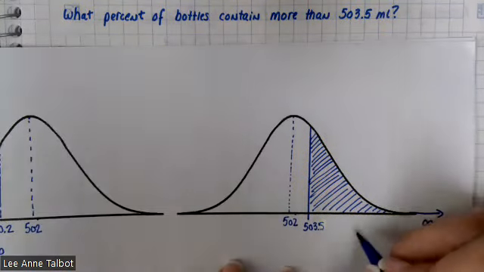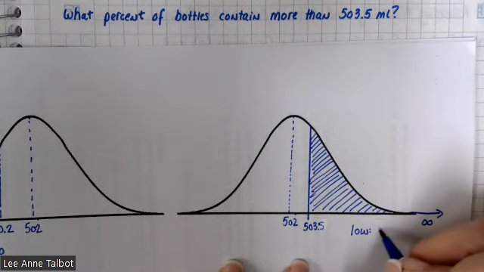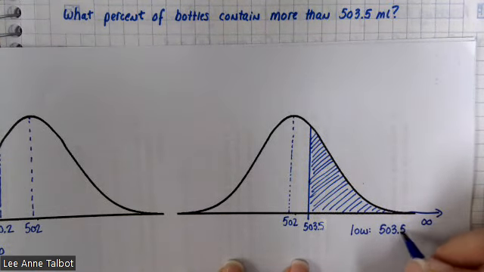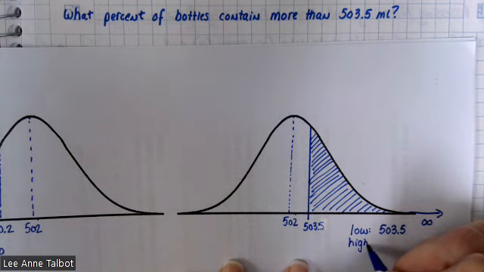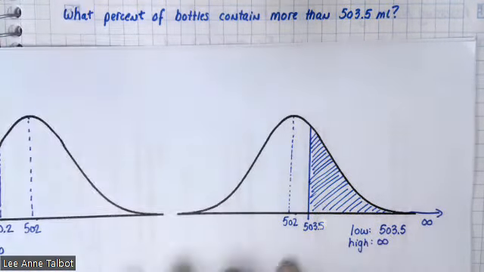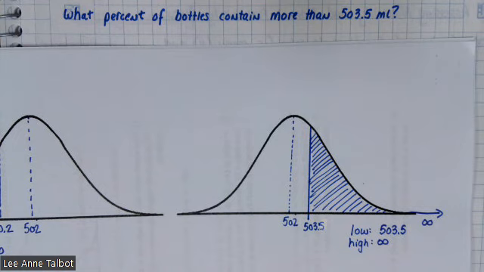So low now becomes 503.5. High is positive infinity. You see how they flip spots? Yeah, exactly. And that's what I'm going to write in my paper here.